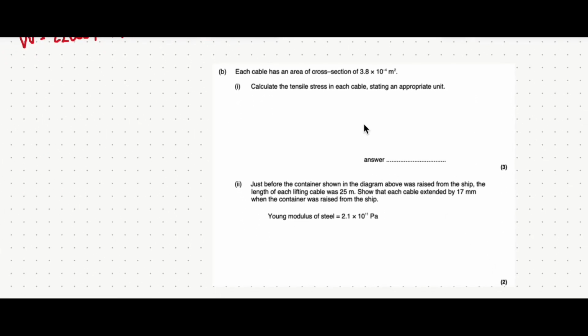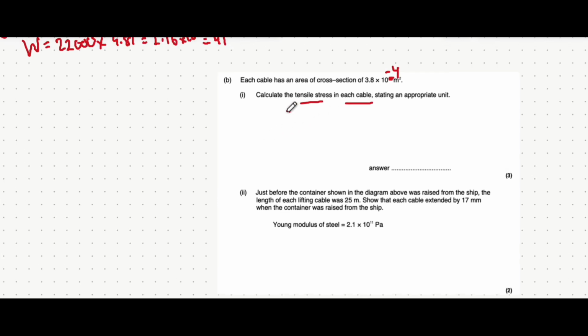It tells you each cable has a cross-sectional area, so we're actually moving on to materials now. Cross-sectional area of 3.8 times 10 to the minus 4. Sorry if you guys couldn't read that. It then asks you to find the tensile stress in each cable. Well, what is tensile stress? It's actually the force experienced by each cable per unit cross-sectional area.